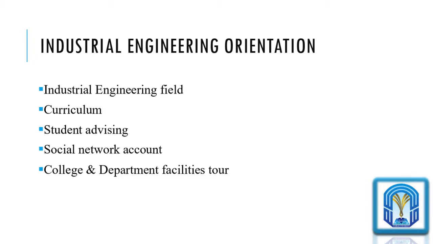For the Industrial Engineering orientation, we cover the main parts. The first is what the industrial engineering field is. We clarify what industrial engineering is. Some of you already know, and some others have only partial information, so here we clarify it. The second thing we do is talk about our curriculum here in the Department of Industrial Engineering in Taipei University. Then we explain a little about student advising and how it's performed.